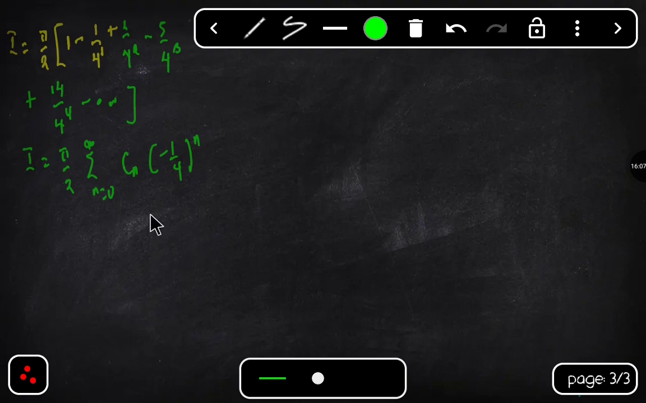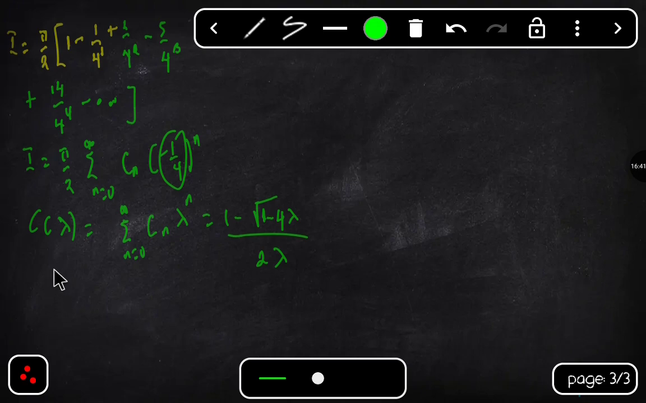Now, we have a formula for the Catalan number, that is the generating function for the Catalan number. So here's the generating function for the Catalan number. Let's say you have C of lambda, which is equal to the sum of n from 0 to infinity of Cn times lambda raised to the power of n. So this would be equal to 1 minus square root of 1 minus 4 lambda, then over 2 lambda. So what is the value of lambda right here, everybody? So that is negative 1 over 4.